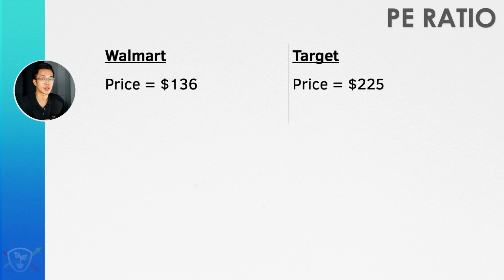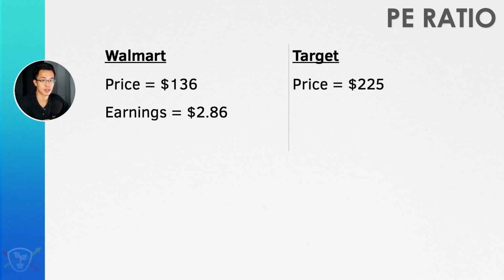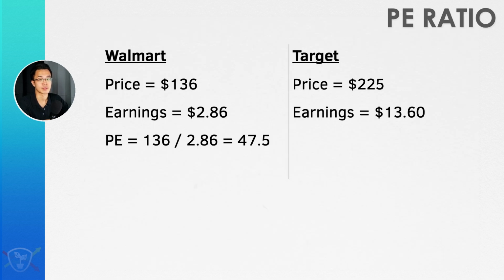For Walmart, we have already established that the share price is $136. The earnings per share, which is a number that we can obtain from Morningstar, is about $2.86. Therefore, we're looking at a price to earnings ratio of around 47.5. For Target, the share price is $225. From Morningstar, we can get the earnings per share, which is around $13.60. Therefore, the PE ratio of Target is around 16.5.